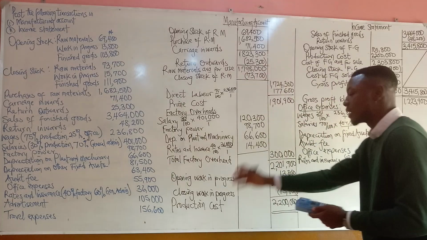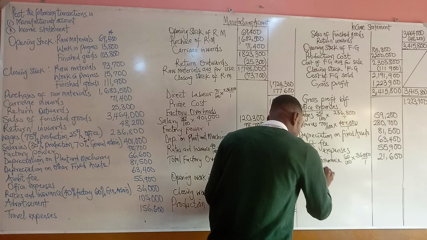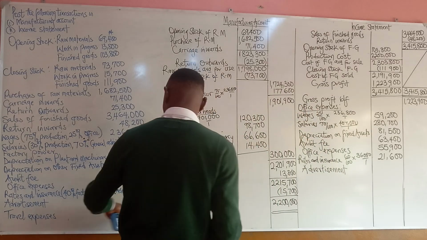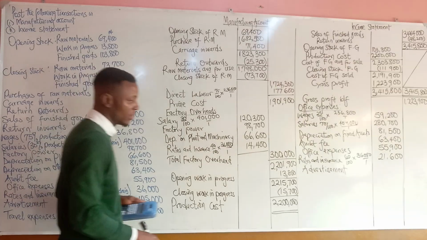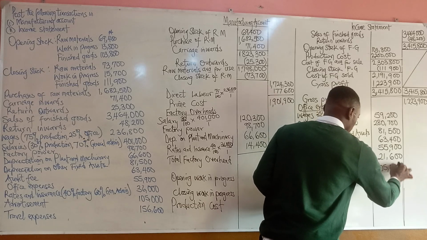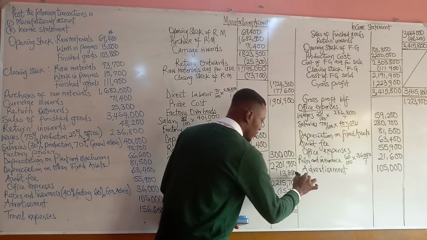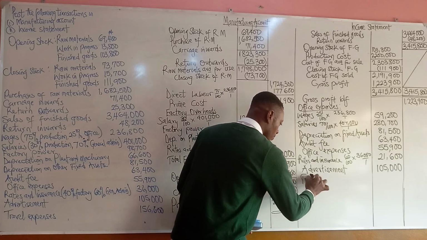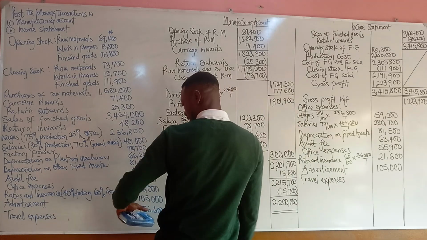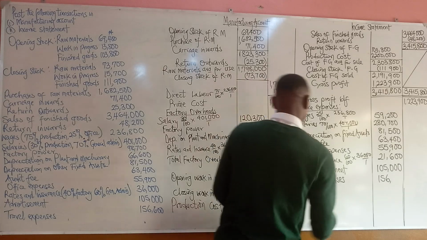We're making progress. We have 2 more. Advertisement, straight to profit and loss. So we have advertisement, and the cost of advert is 105,000. So I have it here, 105,000. Then the last thing, we have travel expenses. It goes under profit and loss. So we have travel expenses, and our travelling expenses is 156,600.